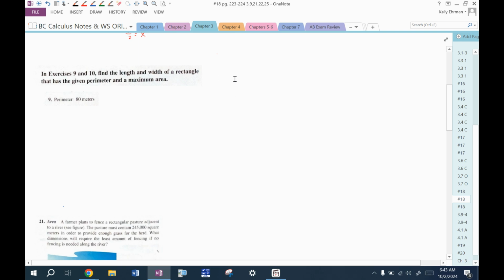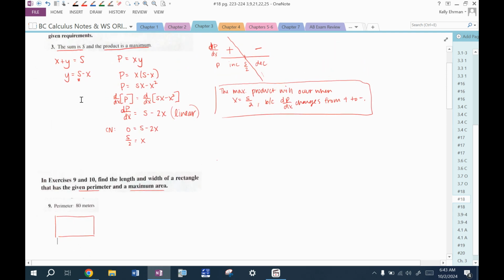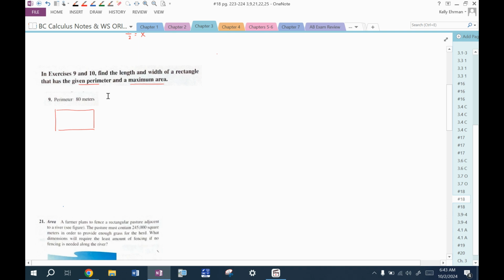Okay, find the length and the width of a rectangle that has the given perimeter and maximum area. So this is what I was just talking about. This is really the same idea as this problem. It's just different context. So let's call our dimensions of our rectangle x and y. The perimeter equation would be 2x plus 2y equals 80. And the area that we're trying to maximize would just be area equals x times y. So we want to work on the perimeter equation. I'm going to divide by 2.